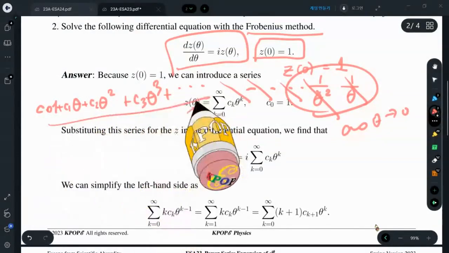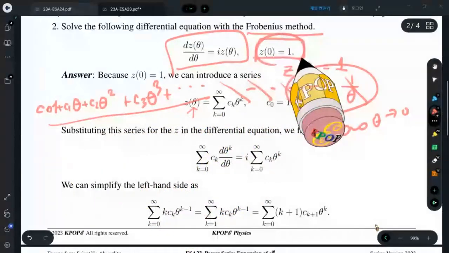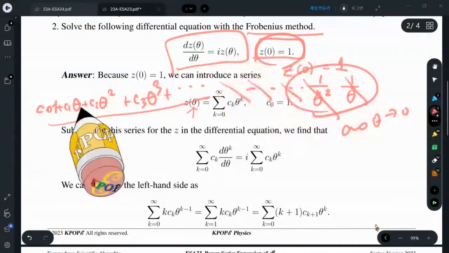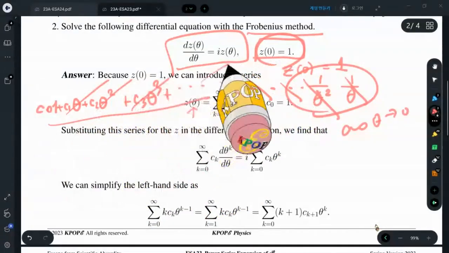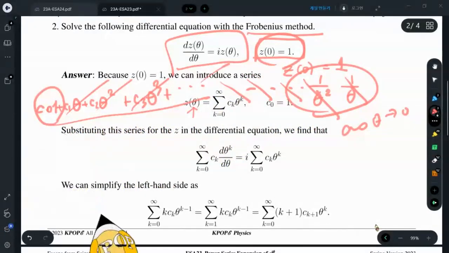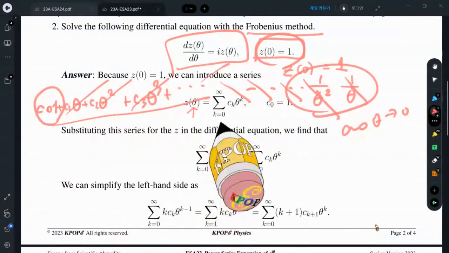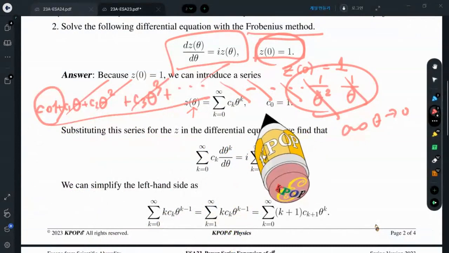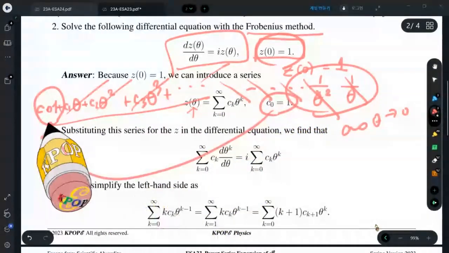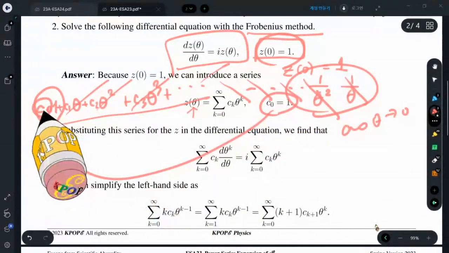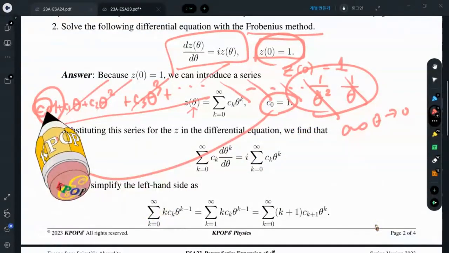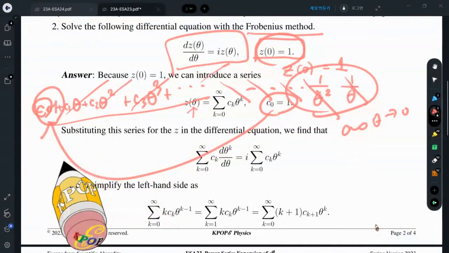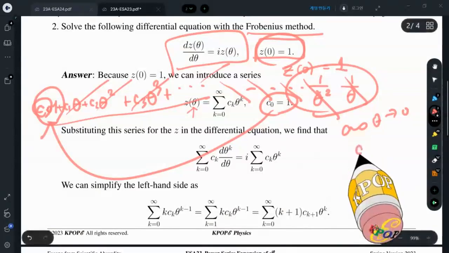Okay. So if I substitute this initial condition, theta equals 0, every term vanishes except for the initial term at k equals 0. So I can determine the initial entry of this sequence c_k.